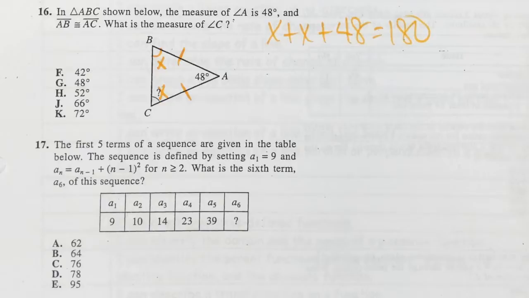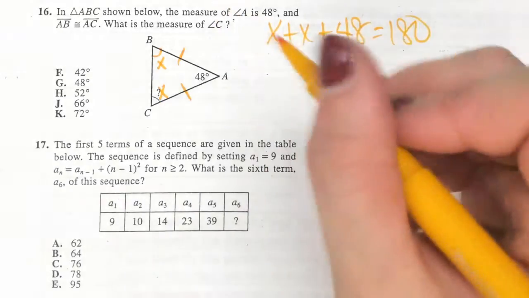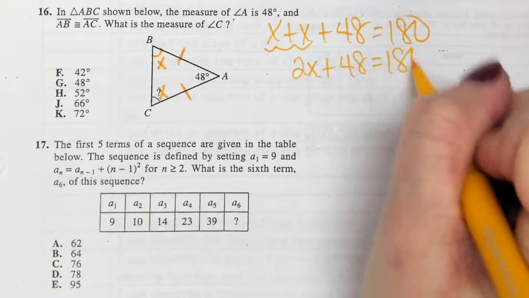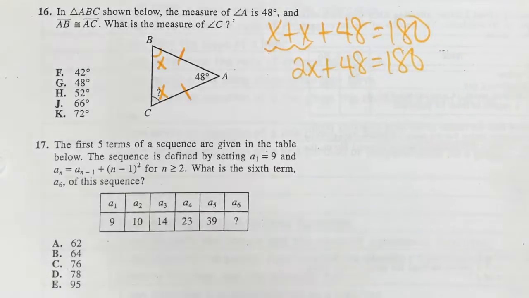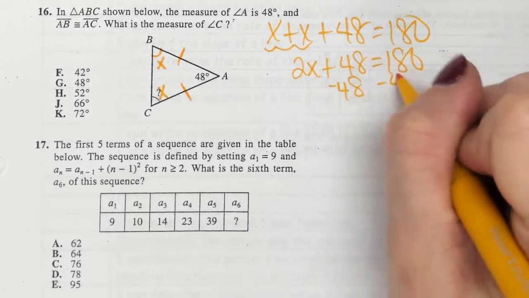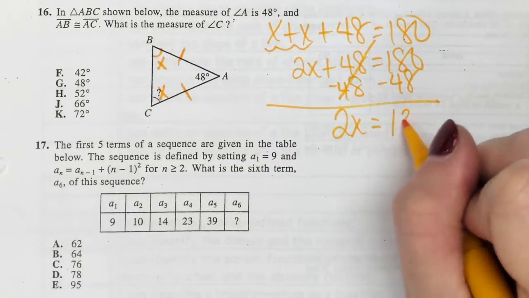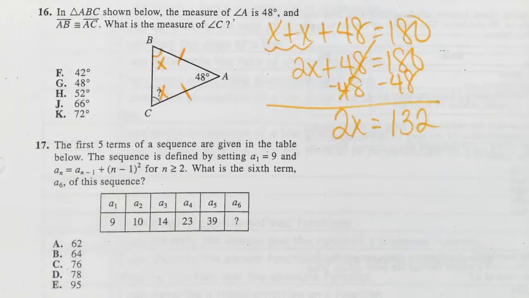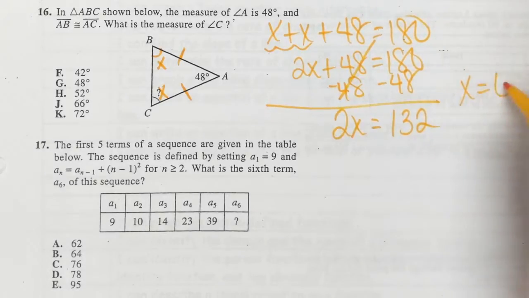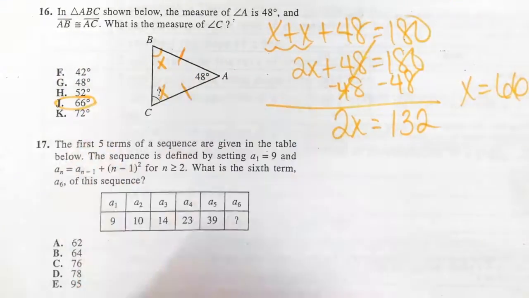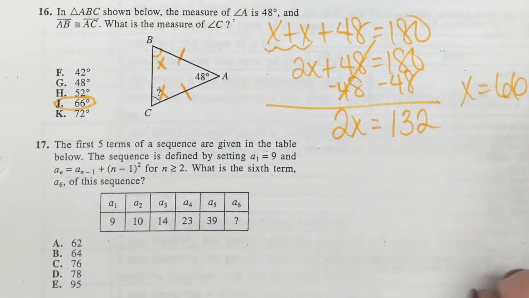What can I do to figure out what X is? You can add the two together. Perfect. Then what? Subtract 48. Perfect. What's 180 minus 48? 132. Then divided by 2, what do you get? 66. What's my answer? J. Very good. Y'all okay? All right, let's review through your test real quick.